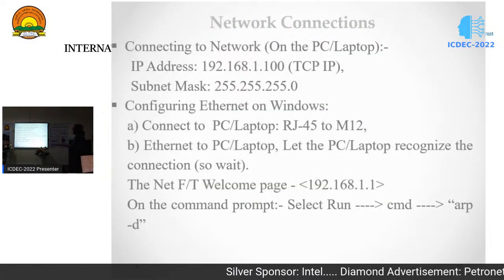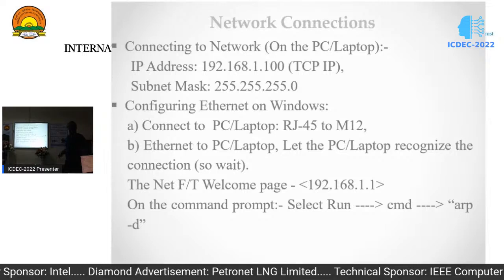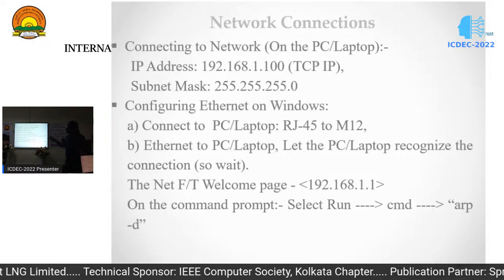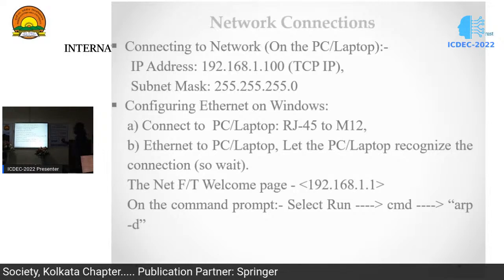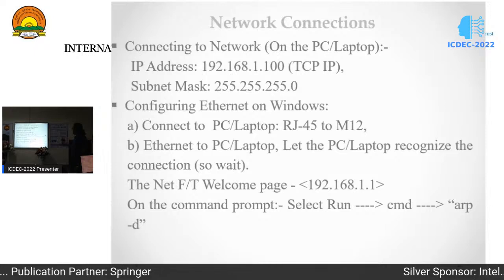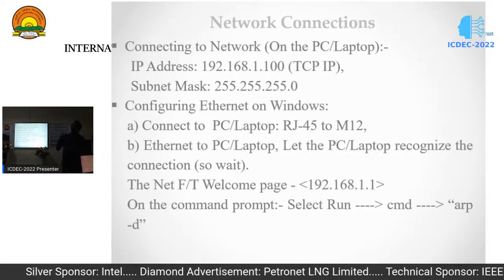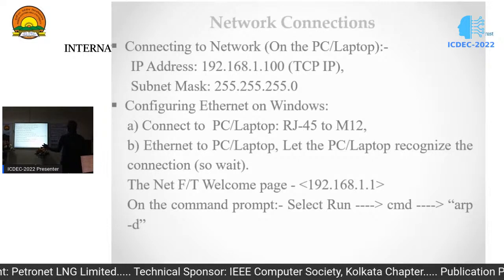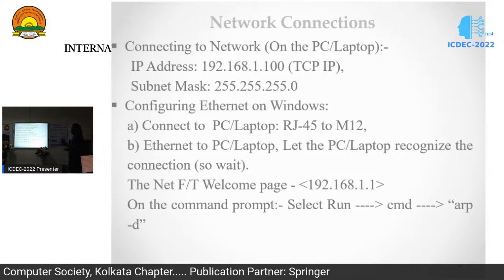Now some network connections. This PC must have a static IP of class C, 192.168.1.100, because the default IP of my Net F/T is 192.168.1.1. In order to communicate, it must be on the same subnet mask. Now connecting RJ45 to M12, in the command prompt you will have to type arp -d first. ARP is the address resolution protocol. There is a resolver cache, so in order to bind your IP address with the MAC address of your Net F/T, you will first of all have to delete or flush the cache.